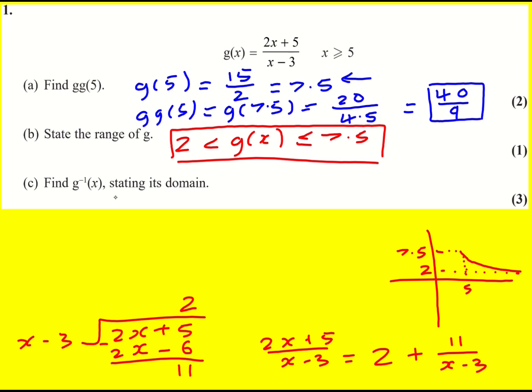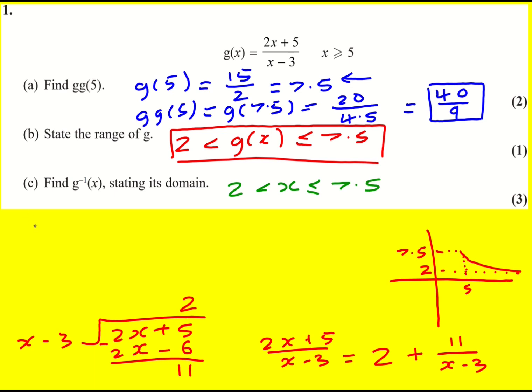Finally, we're asked for the inverse, stating its domain. Actually, we can get the domain straight away. It's going to be the same as the range of the original function. They just swap around because the function takes x to y. The inverse basically takes us back from y to x. So those y values, the range of the original function, become the domain of the inverse. I can write that straight away. 2 less than x less than or equal to 7.5.